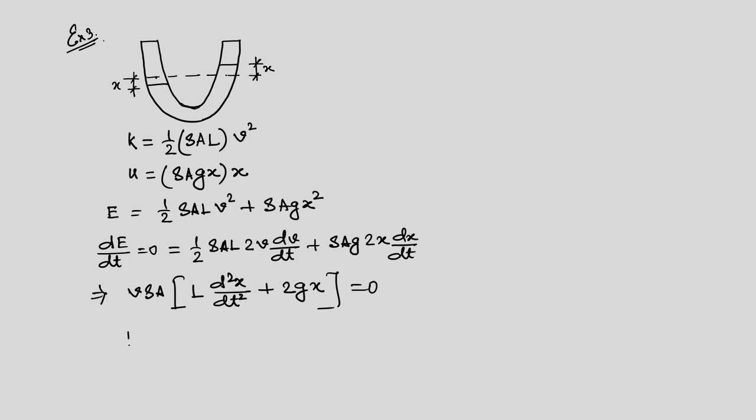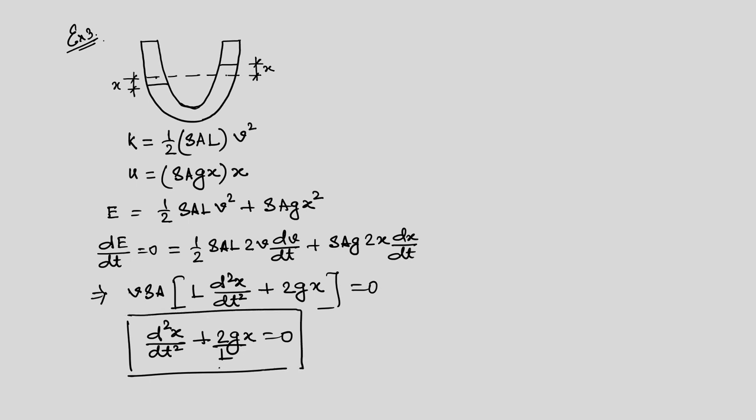So, immediately what we get is the equation of motion. So, what we have in this case, d2x/dt2 times L plus twice g x is equal to 0. Obviously, we can divide both sides by capital L. So, this is the equation of motion for this fluid moving inside the U-tube. So, in this case, what is the natural frequency? Omega square is twice g by capital L. And what is the time period? It is 2 pi by square root of L by 2 g.